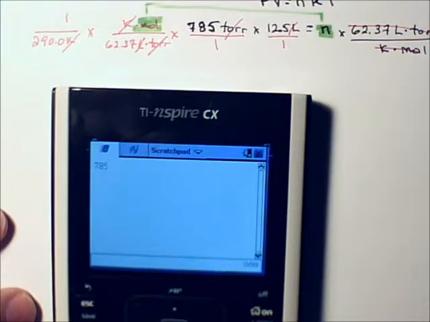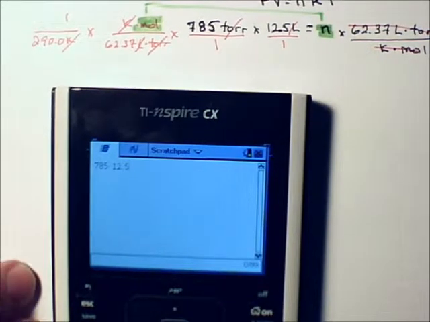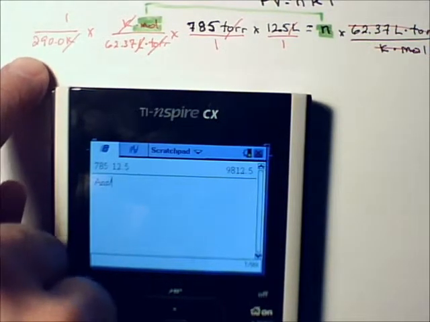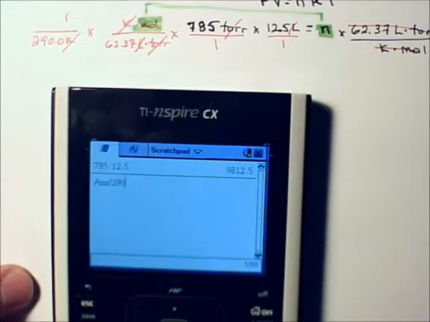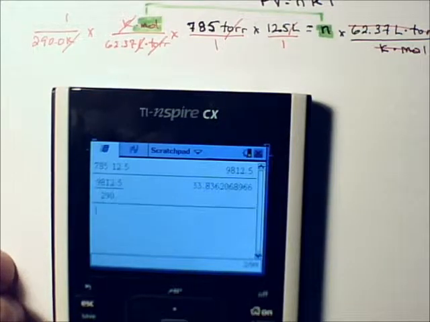785 times 12.5. The way I taught you to do this works on every calculator. There are a lot of operations that don't work from one calculator to the other, but this one works on every calculator that I know of. So enter 785 times 12.5, then press enter or equals. Then you divide by 290.0, or just 290 actually, and press enter again.